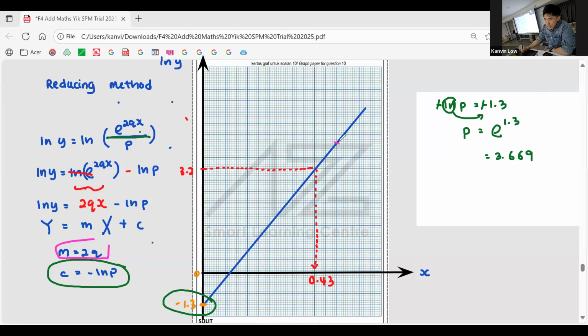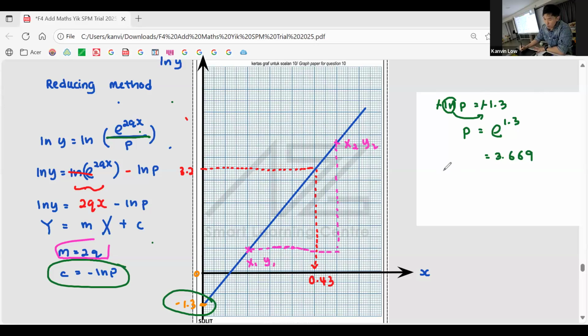Yes, you pick any 2 points over here. Okay, any 2 points on the line. Then after that, you need to draw the triangle, right? As I mentioned, 90 degree. Then after that, this one is x2, y2. This one is x1, y1. So you need to use the formula.